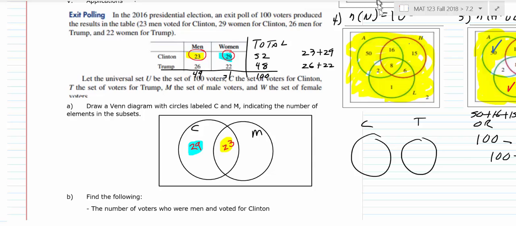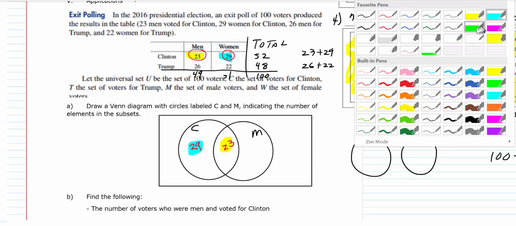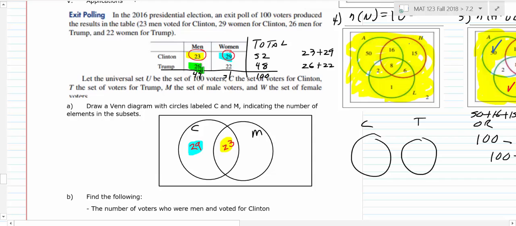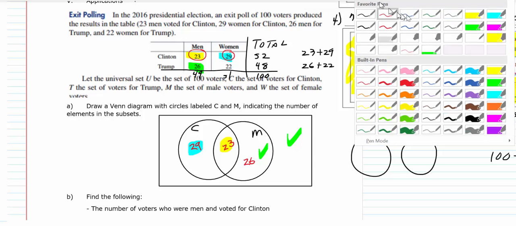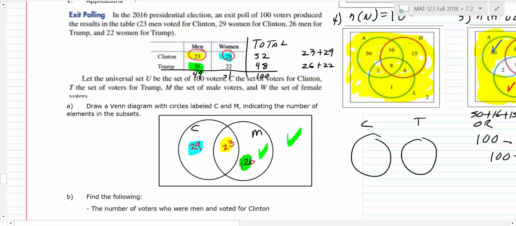Okay, so let's move on to the next thing here. Use a different color for Trump. How many men voted for Trump? The people who voted for Trump would end up being outside of the Clinton circle, so it would either be there or there. Remember, this is men who voted for Trump, so that would be 26, right there. That's where the 26 is, in that piece right there.